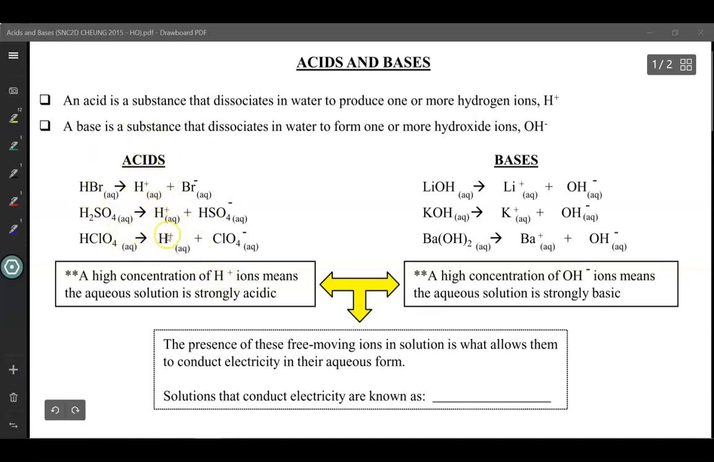The opposite is also true. If there are fewer H+ ions floating around in solution, then it's going to be a weaker acid. So something like citric acid that you would find in orange juice or lemon juice, or something like vinegar, acetic acid, things that we would use in our cooking or food products will have fewer H+ ions inside of it. It would be less acidic than something like hydrochloric acid.